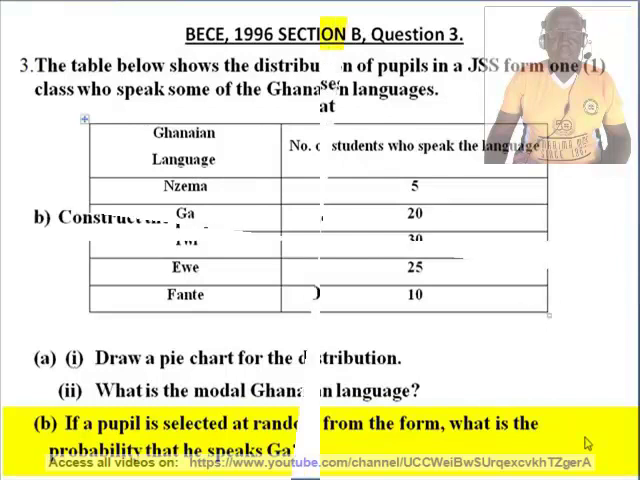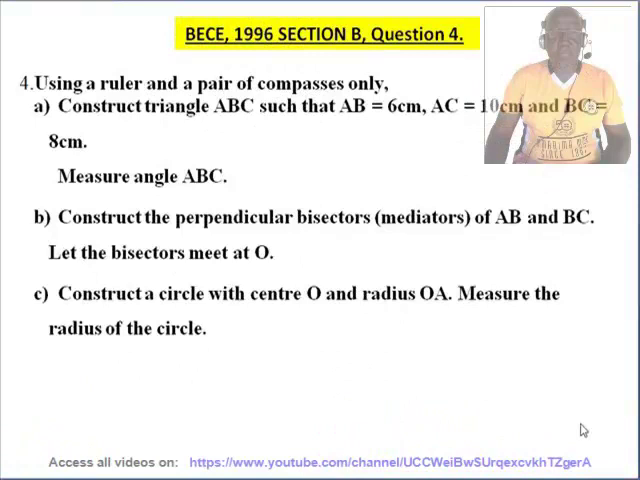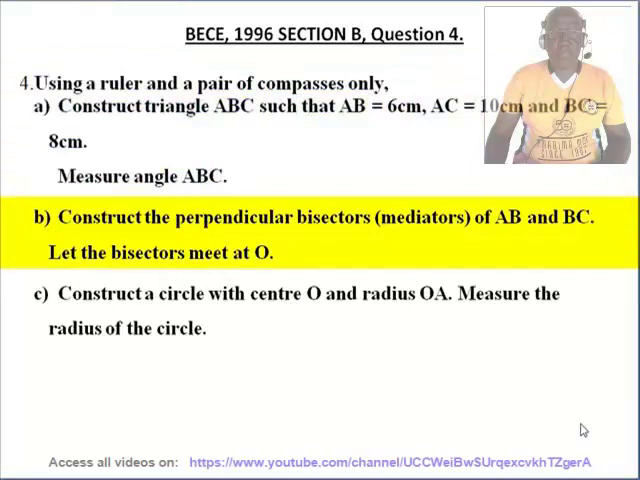BECE, 1996, Section B, Question 4. 4. Using a ruler and a pair of compasses only, A. Construct triangle ABC such that AB equals 6 cm, AC equals 10 cm and BC equals 8 cm. Measure angle ABC.